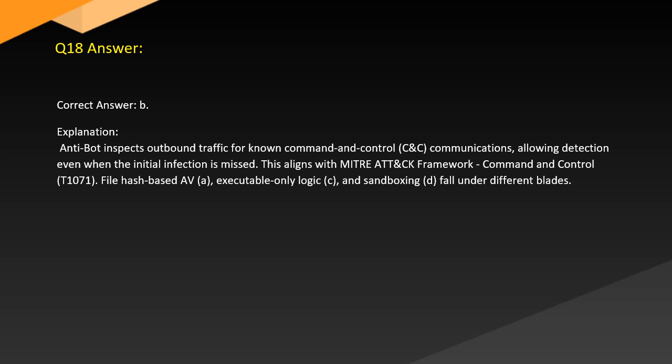Answer. Correct answer: B. Explanation. Anti-bot inspects outbound traffic for known command and control (C&C) communications, allowing detection even when the initial infection is missed. This aligns with the MITRE framework for command and control. File hash-based AV (A), executable-only logic (C), and sandboxing (D) fall under different blades.